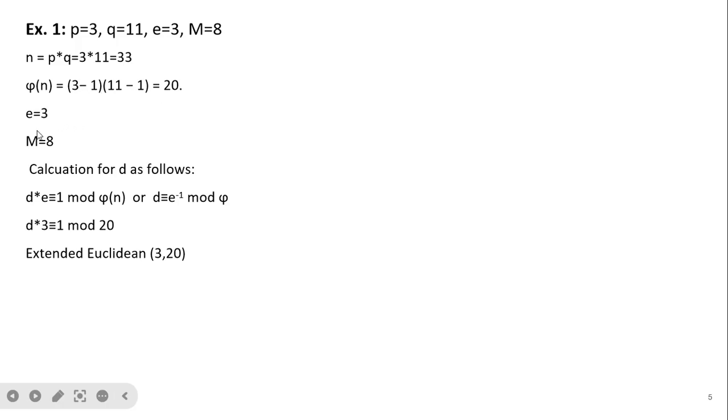Now we choose the public key E equal to 3. Now 3 and 20 are co-prime to each other, so this is a valid public key. Now our input text is 8.